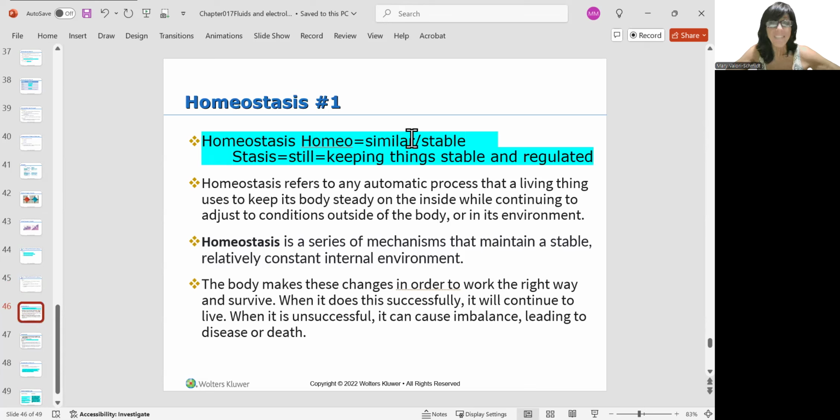Homeostasis. Homeo means similar or stable. Stasis means still. Homeostasis is a series of mechanisms or processes that are going on every second of every minute of every day inside your body that you're completely unaware of, that are keeping everything on the inside equal and balanced when stuff is changing on the outside all the time. Okay, that's what homeostasis is. It's amazing.